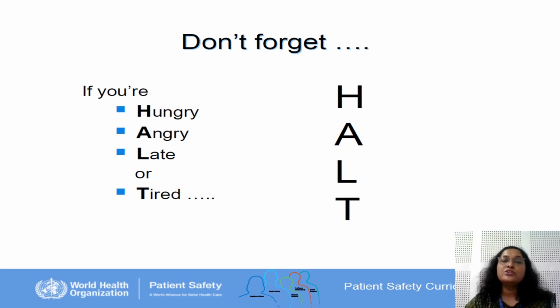A good acronym to remember at work is, if you're hungry, angry, late, or tired, you must halt. So the acronym HALT tells you the time when you should take a break or seek help from a colleague or delegate responsibility so that the work in hand is done well.